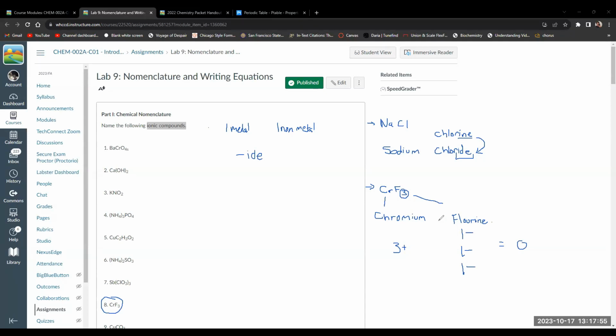So knowing what we know, we can name it. Oh wait, there's one more rule. I'm getting ahead of myself. We have to know Roman prefixes, or Roman numerals, I mean. So we know 1 is I, 2 is II, 3 is III, so on and so forth.